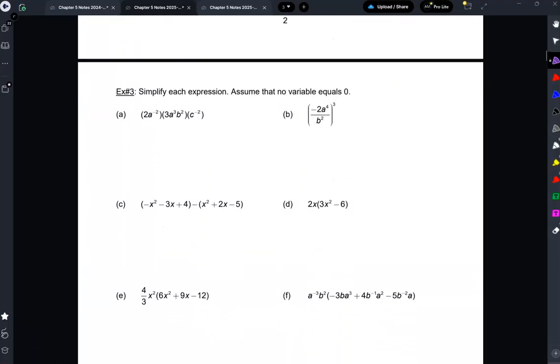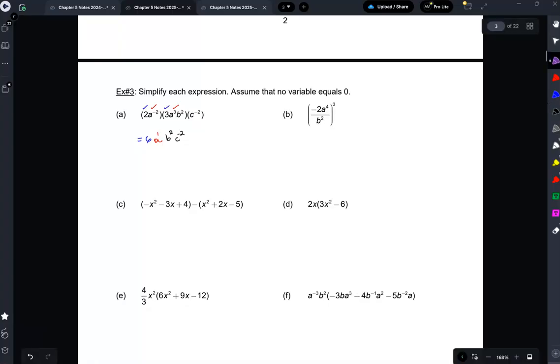Okay, here, let's simplify. We need to combine all of these and simplify the exponents. So let's see. First, what I want to do is take care of the coefficients. 2 times 3, this is equal to 6. Then let's take care of the a's. A to the negative 2, a to the 3. I'm multiplying those, so I add the exponents and I get a to the 1. Then I have b squared that doesn't have a pair. Then I have c to the negative 2, right?